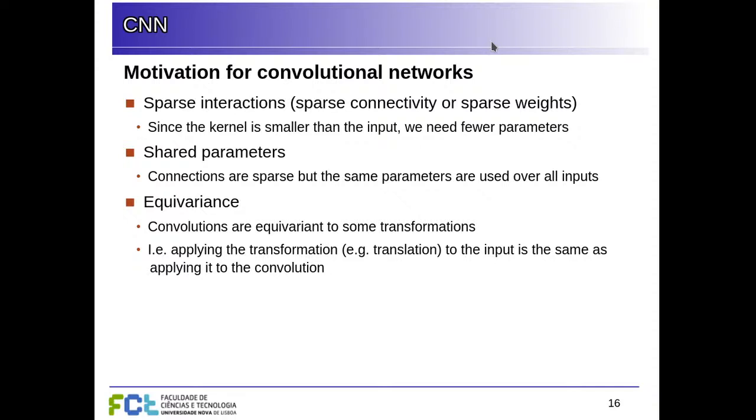We can think of it as deriving from the standard multi-layer perceptron, from the dense networks, but by using only sparse connections, sharing the parameters, and this in turn gives us this property of equivariance. So I'm going to explain each of these a bit better.